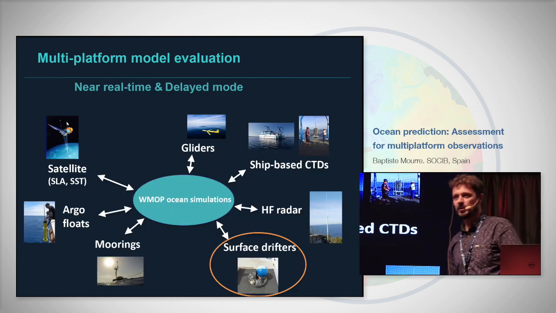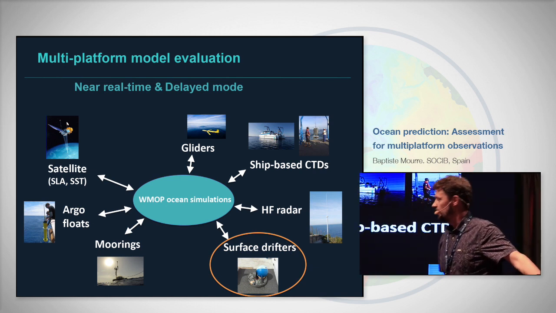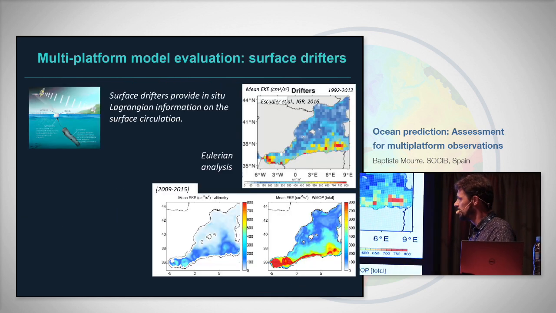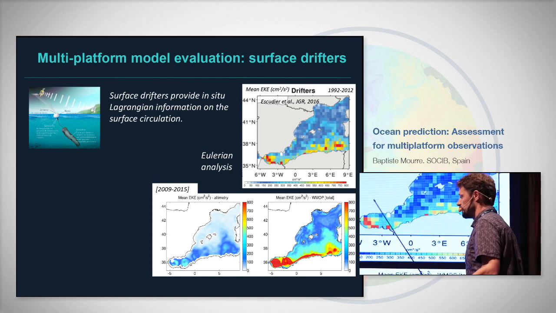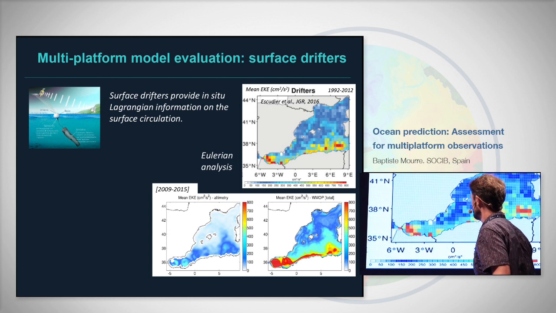Okay, so it was just a little detour with this meteotsunami forecasting system, and let's go back with the WMOP simulations. Surface drifters is another platform that is very useful to provide you information on surface circulation. It's a Lagrangian platform, so it follows the current.